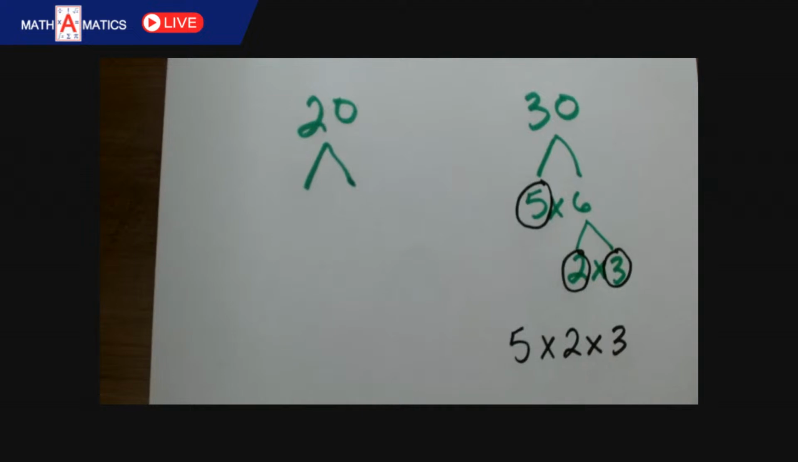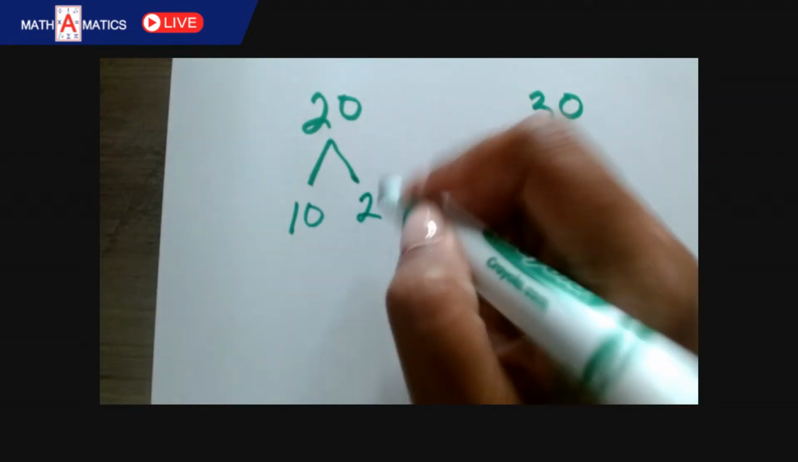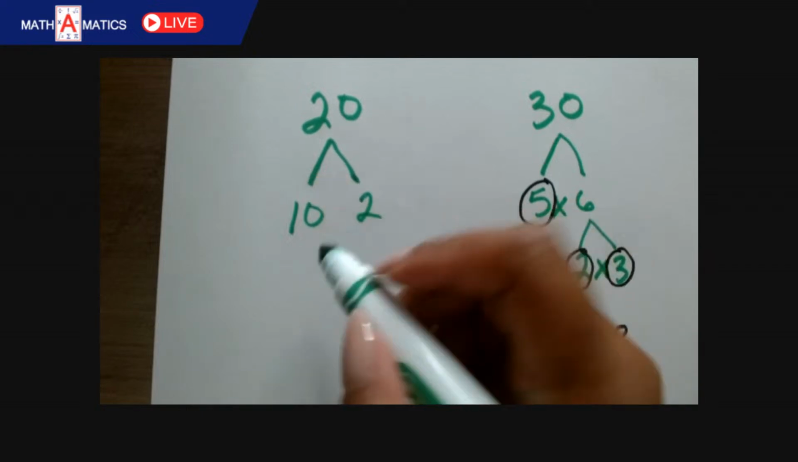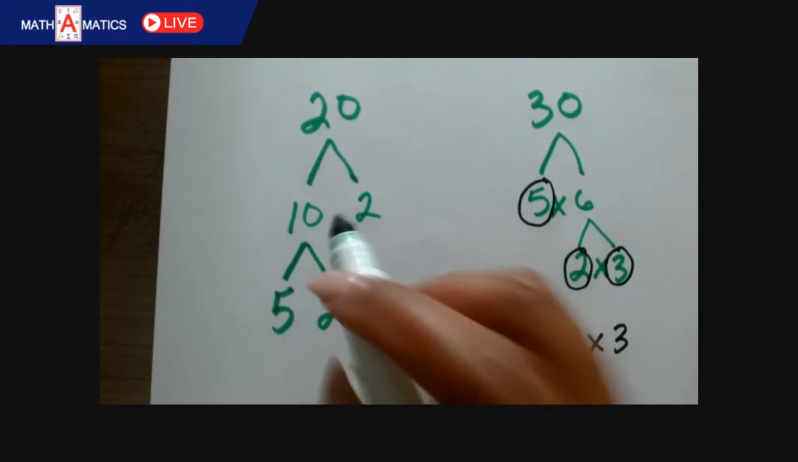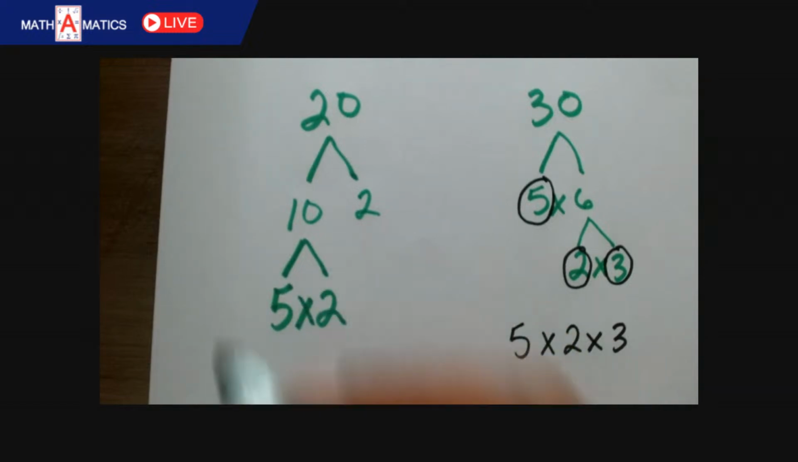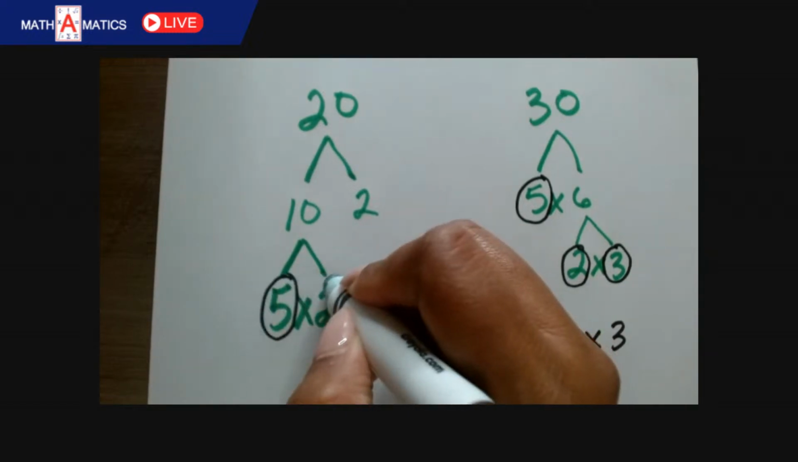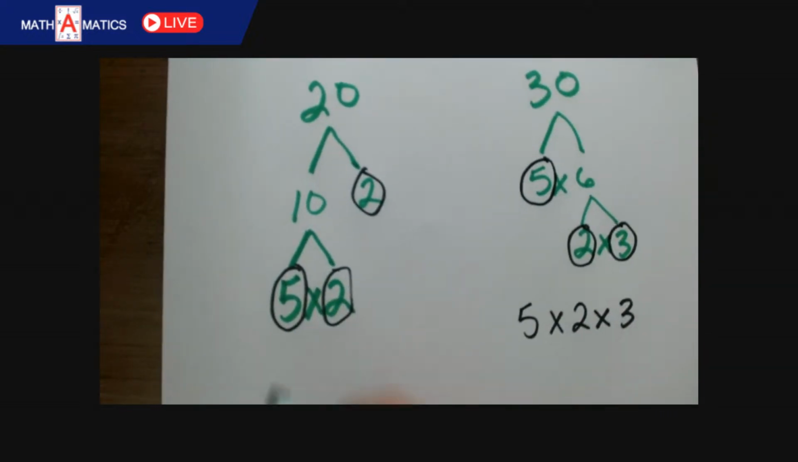So now let's do the same thing for 20. So 20, we can go ahead and do 10 and 2. Well, we know 2 is prime. We know 10 breaks down to 5 and 2. So now that's all the way factored. So 5, 2, and 2 will be the prime numbers for here.